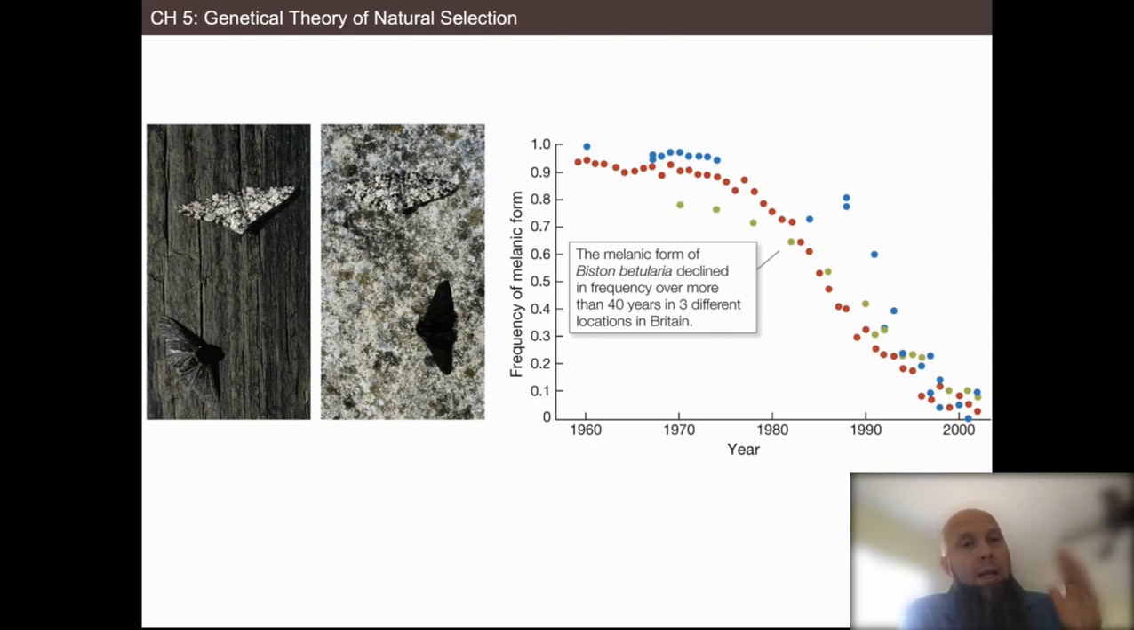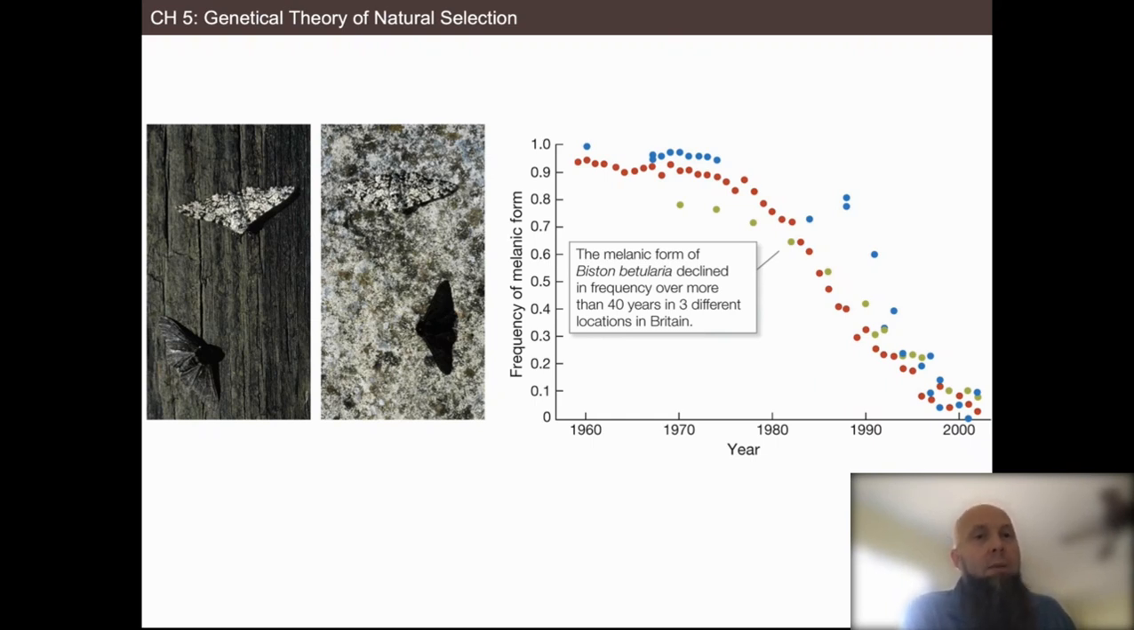And so the frequency of black moths in the population increased dramatically to the point where in the early 60s, nearly 100% of the population, or three populations that are depicted by this graph on the right, a red, blue, and green population. These three different locations, the black moths represented 90 to 100% of the individuals in these populations. But as time went on, between the 60s and the recent times in the 2000s, the frequency of this black form has decreased dramatically from nearly 100% down to less than 10%.